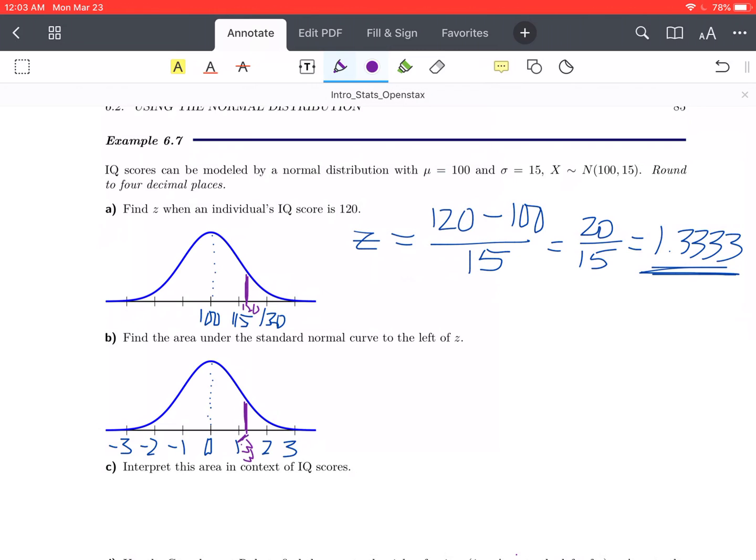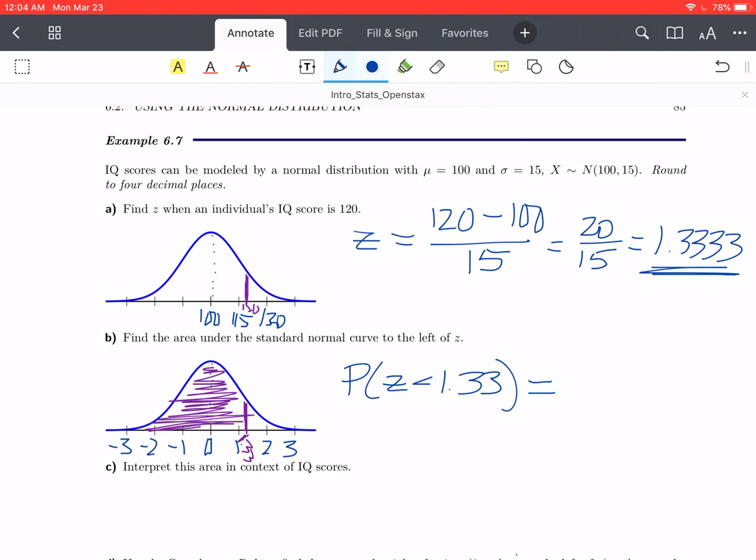And what this example is asking us for is the area under the standard normal curve to the left of that z-score. Okay, so we're looking for, remember we interpret this area as a probability, so we're going to write this as the probability that z is less than 1.33. Go ahead and just round it to 2 for this one. So this is the probability that we're looking for.